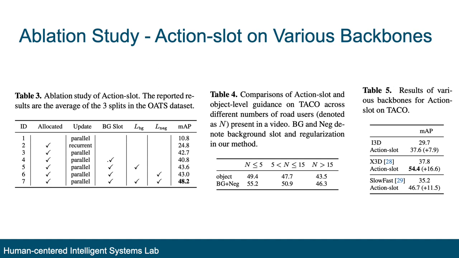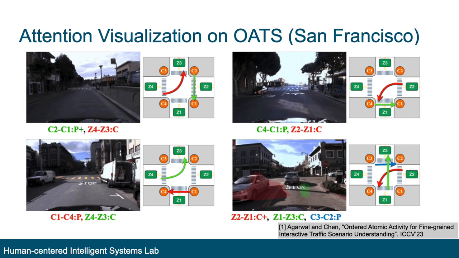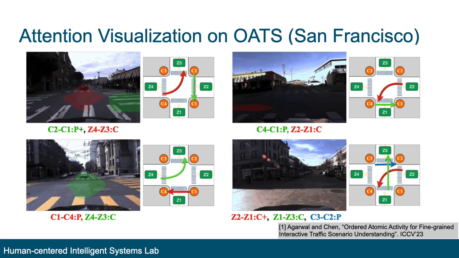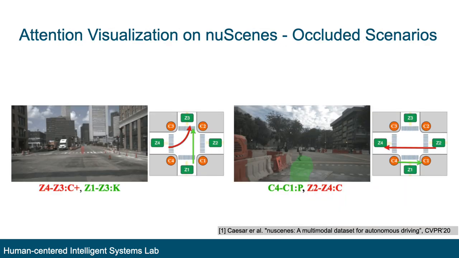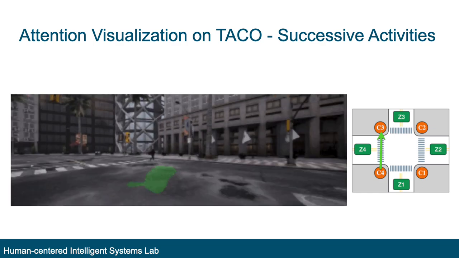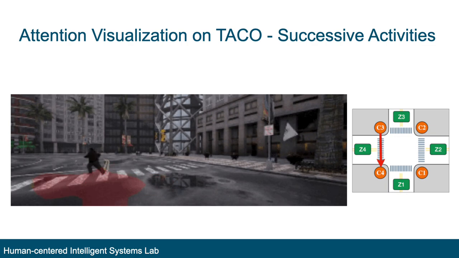showing strong generalization. We visualize the attention mask from Action Slot, and demonstrate that Action Slot can learn action-centric representations even in complex scenes and occluded scenarios, where the road and corner are covered by traffic cones and construction. We found that Action Slot can successfully recognize activities in these challenging scenarios. More interestingly, we found that Action Slot can capture the transition of 2 successive actions performed by an agent.